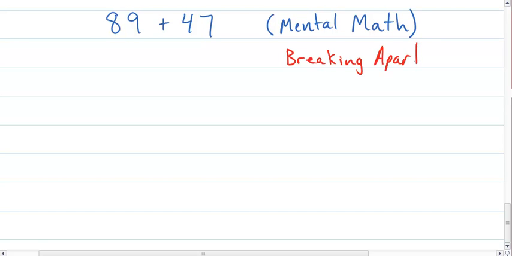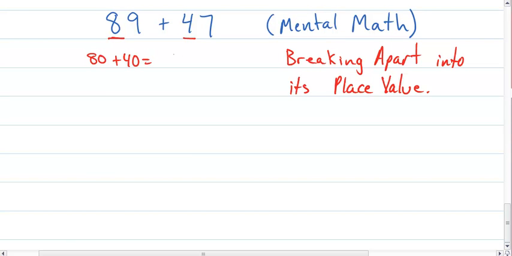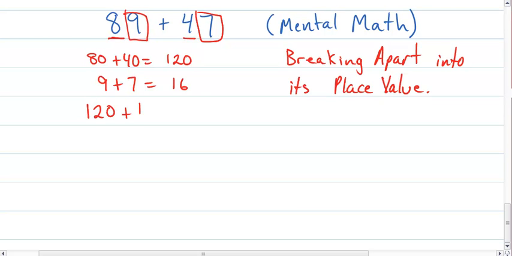In this strategy, the actual name for it is just breaking apart. So you break it apart into its place value. And so what students in class did is with a number like this, they broke it apart into its place values. So they said that 8 is worth 80 and the 4 is worth 40. So they went 80 plus 40 equals 120. Then the 9 and the 7 are in the ones, so that's 9 plus 7 equals 16. And then they added 120 plus 16 to equal 136.